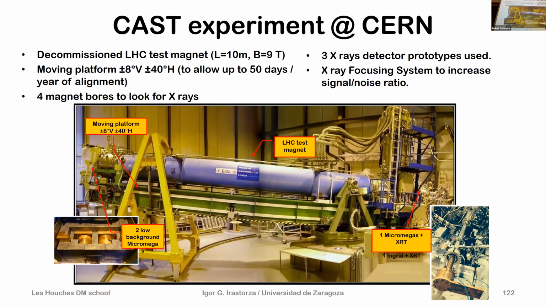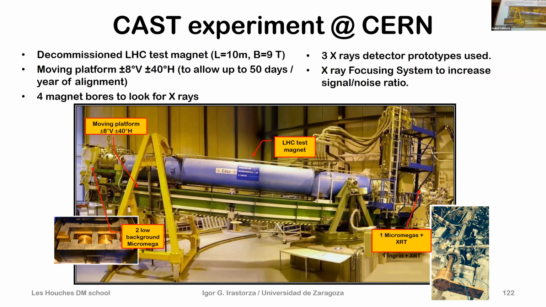This is a picture of CAST. This is basically, once more, one of the early prototypes for the LHC that was recycled to do axion physics, like Oscar did also. It's a superconducting magnet with two bores, and it was placed on a platform that allows us to move this magnet pointing to the sun. So it's sort of like a fancy telescope.